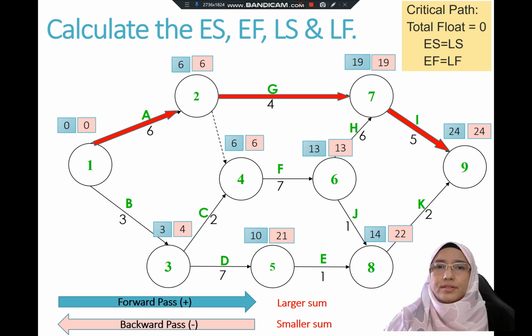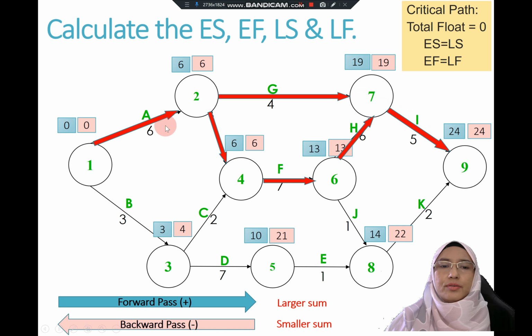Okay, like I mentioned to you at the earlier start, there can be more than one critical path. So which means instead of A, G, I, you can also have A, the dummy, F, H, and I.